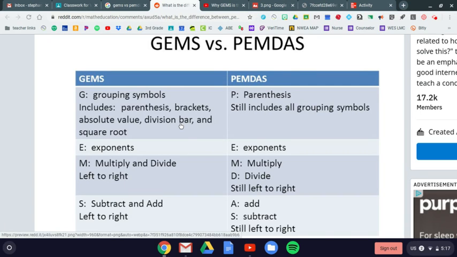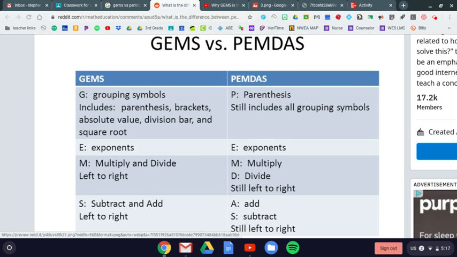E is still exponents. Multiply and divide, it's still the M in both of those, for the M and the D, but you start from the left and you go from left to right. A lot of students get confused here, which is why they changed it, that, oh, I have to multiply first, even if division comes first. And the same thing for addition and subtraction. Oh, it says A first, I have to add, even if it's in the wrong spot. And that was confusing a lot of students.